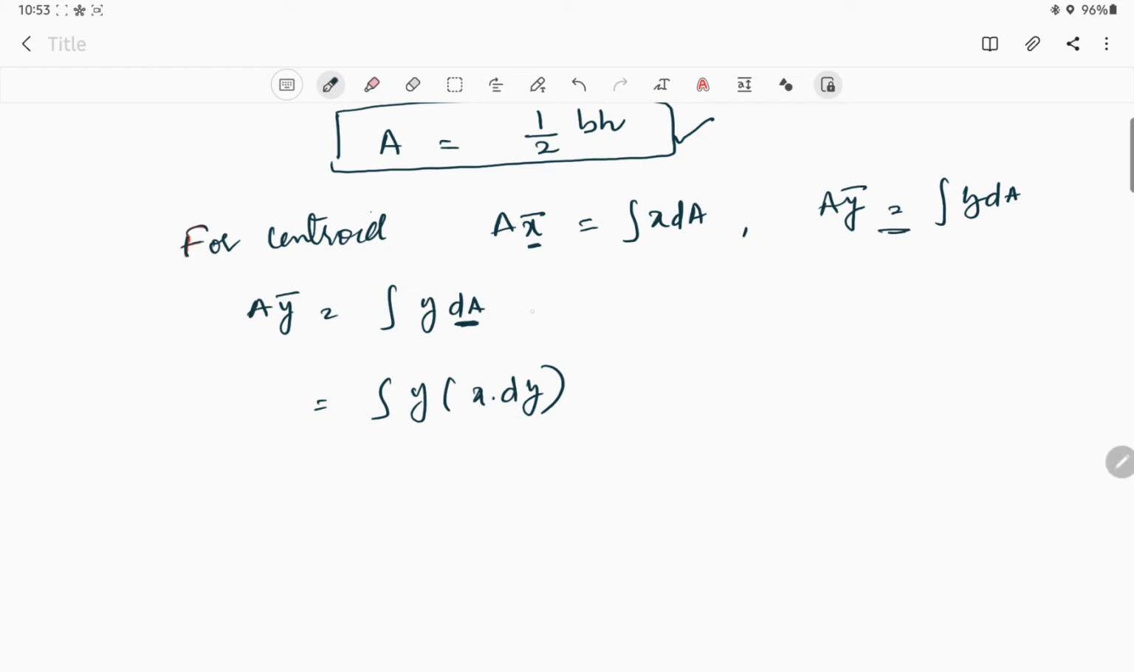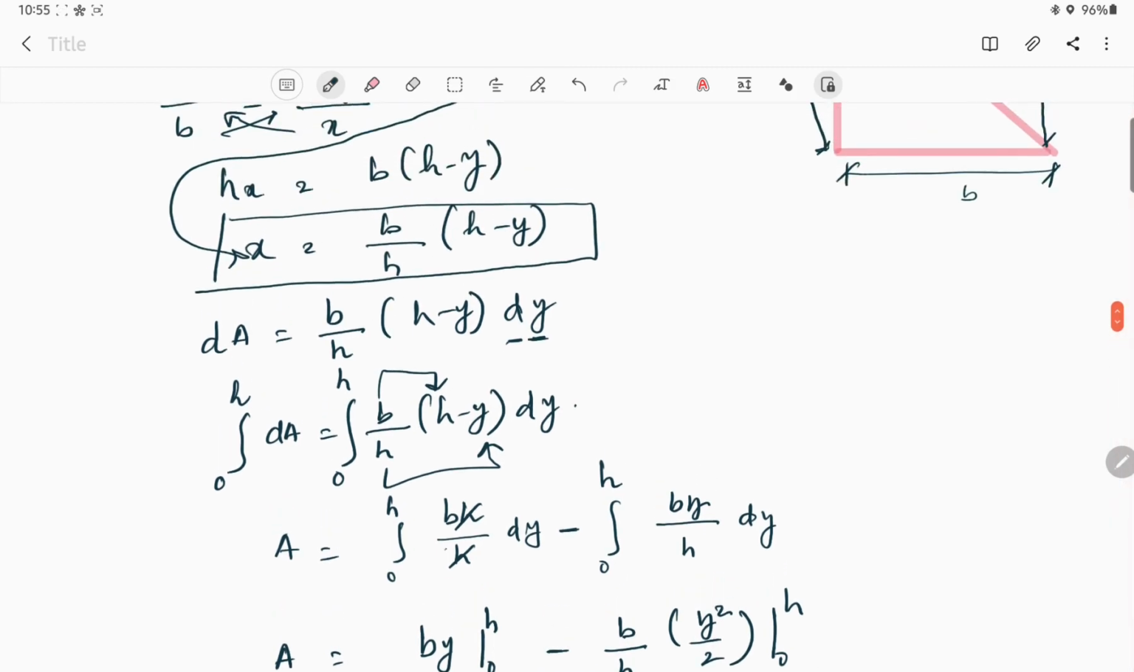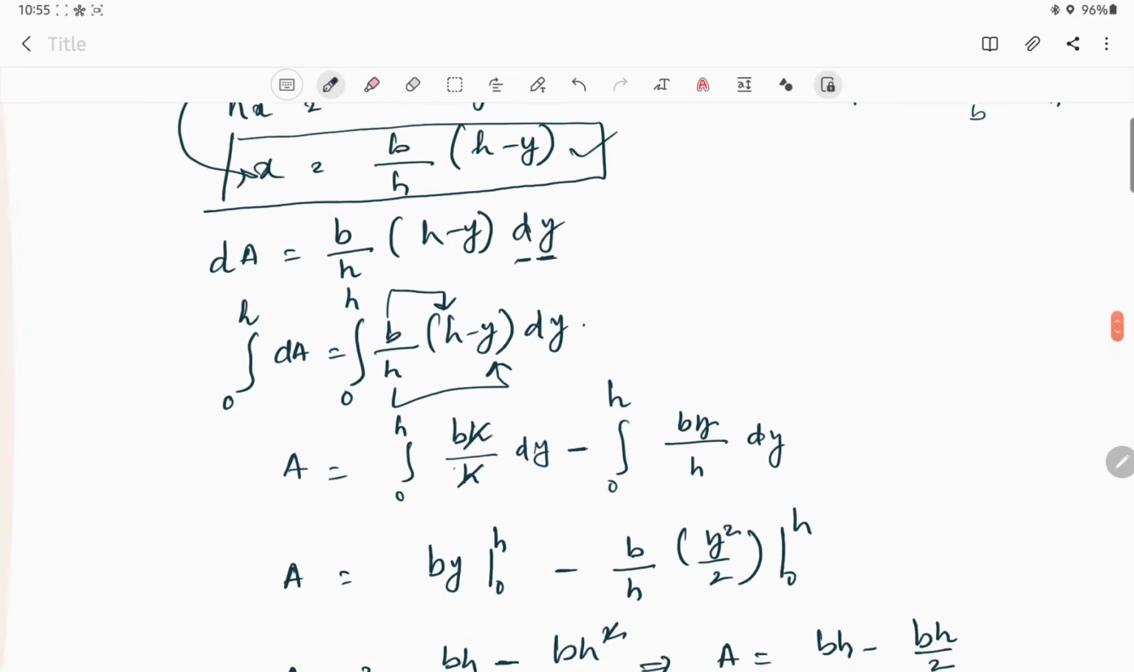What is this dA? We'll write here, dA is equal to elementary strip. Okay, so A y bar is equal to integral y into x dy. So the value of x we have calculated from here, isn't it? What is the value of x we got? X is equal to b by h into (h minus y).